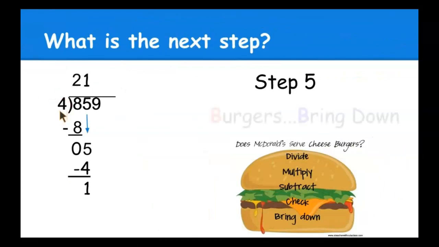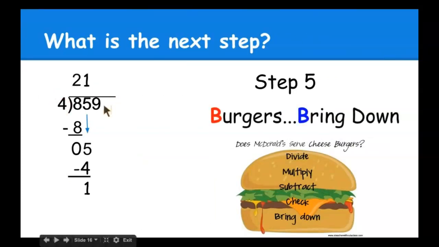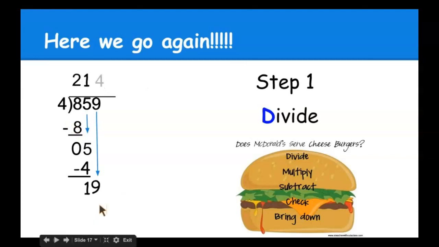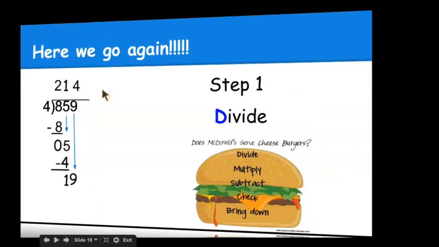And burgers for bring down. So now we're going to bring down the ones place, bring the 9 down, put it next to the 1 to make the number 19. And here we go again. Back to step 1. Divide 4 into 19, goes 4 times.